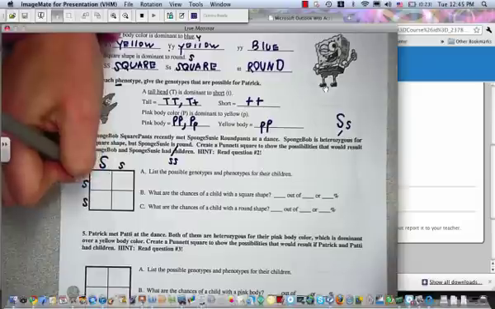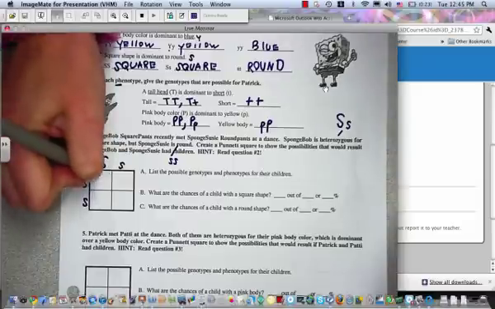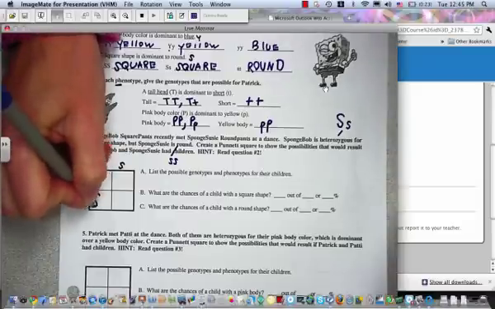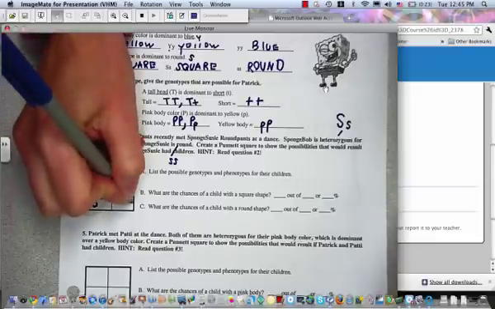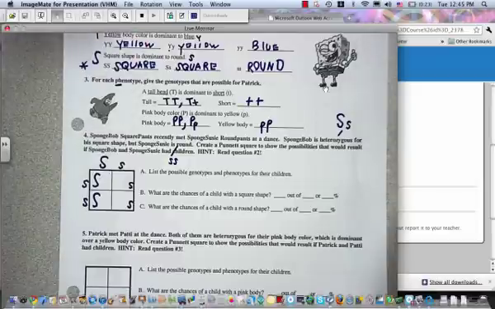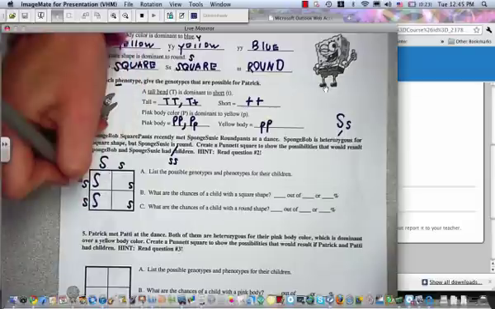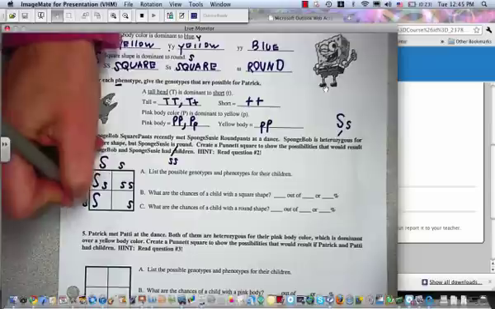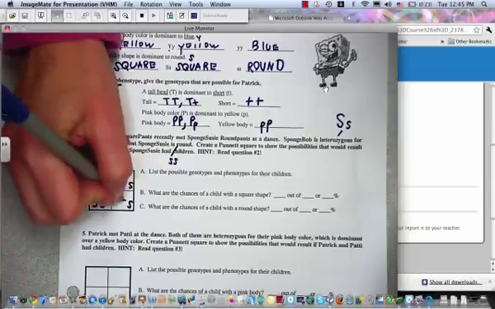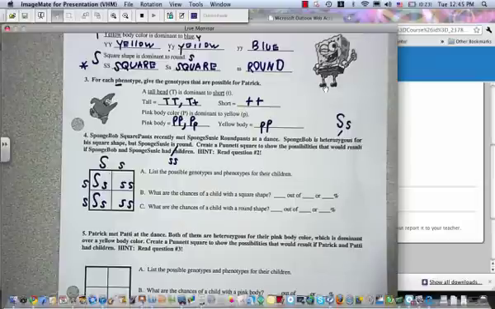We'll bring SpongeBob's capital S down in the first boxes and bring his lowercase down in both boxes. I always bring the small ones over to the side in case there's a capital that should always go first. Bringing Susie's information over, she happens to have all lowercase s's. Fill in your box the same way.